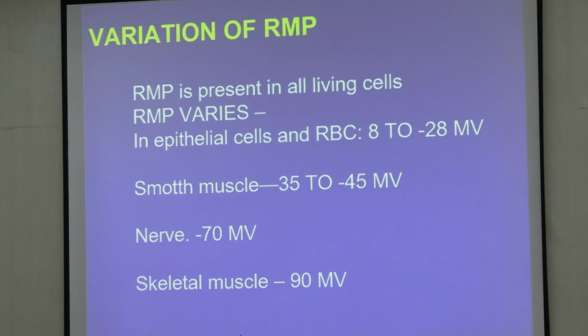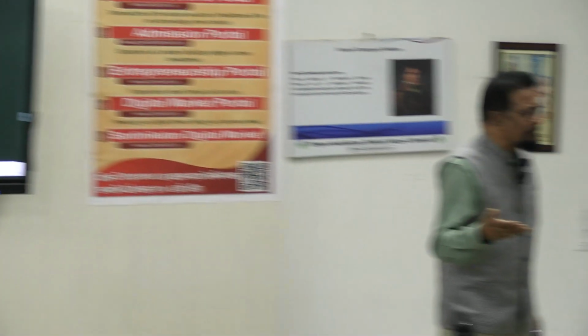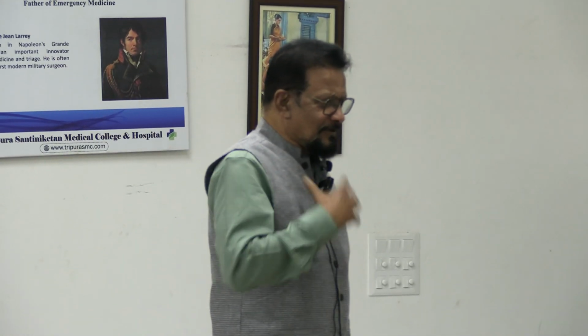What is the use of this resting membrane potential for smooth muscles? In our GI tract, one muscle coat is there. If you take a section, you'll get at the center, between the mucous coat and the external coat, a muscular coat, and this is made up of smooth muscles.